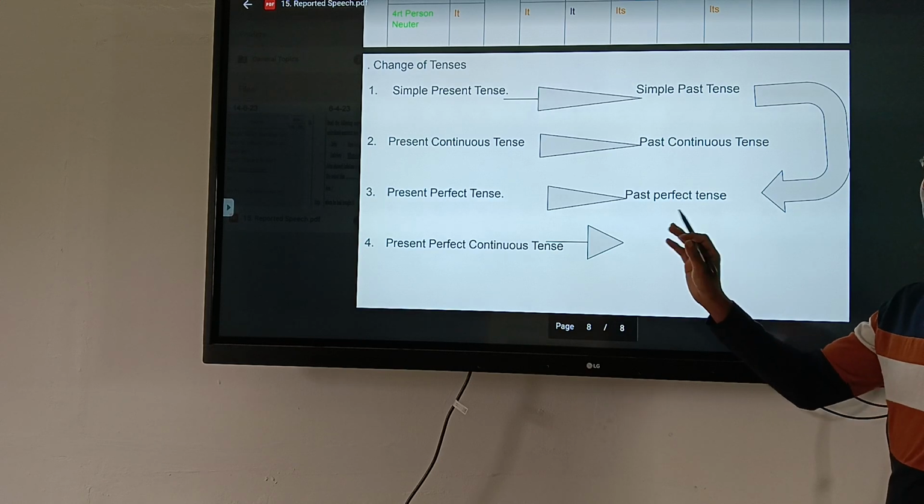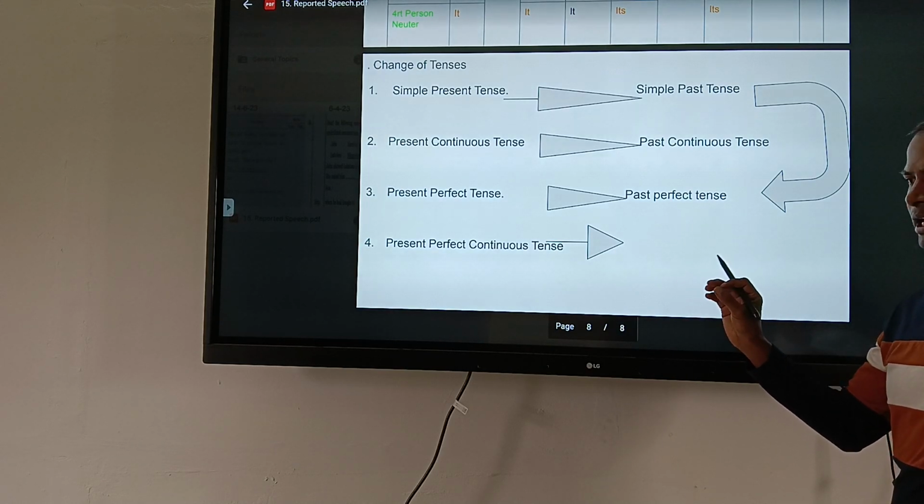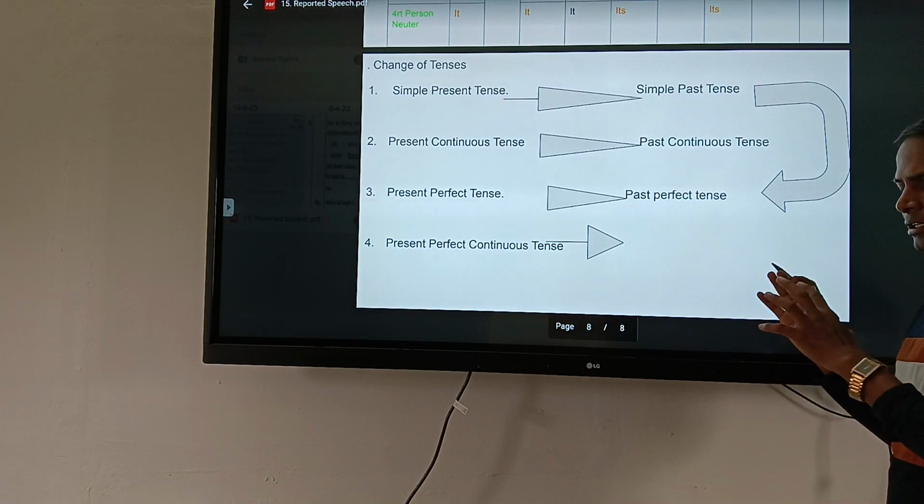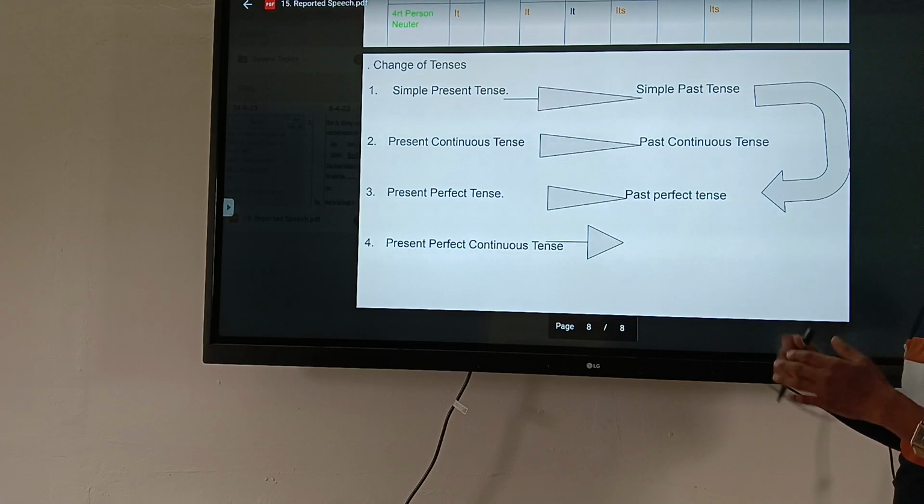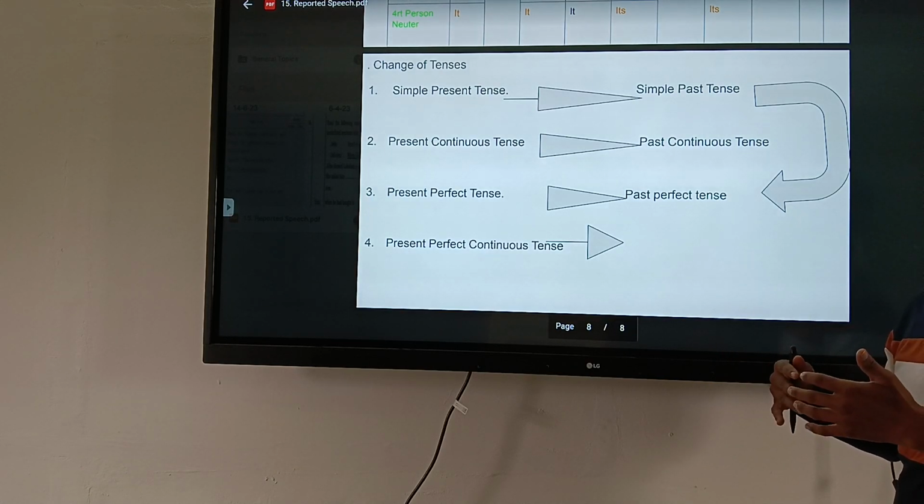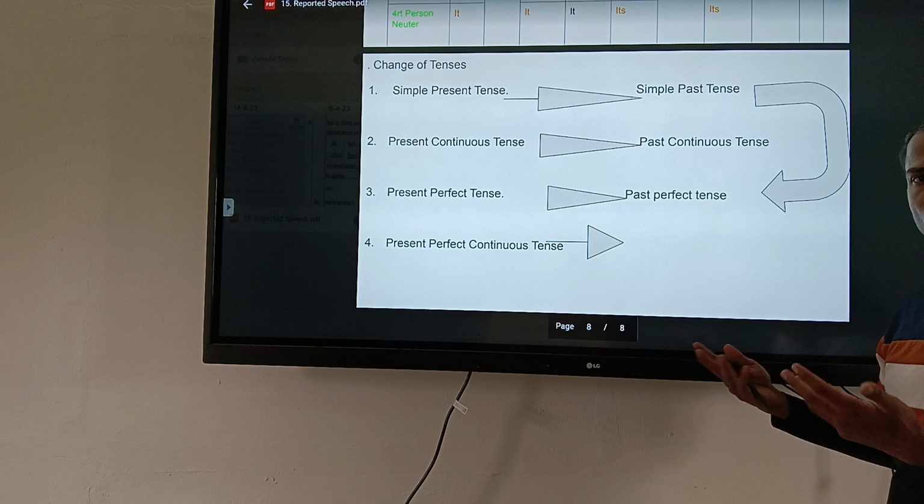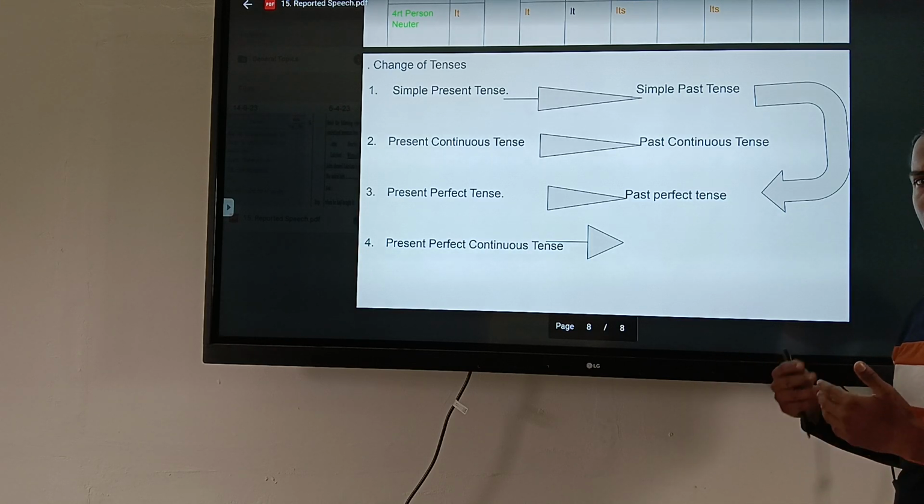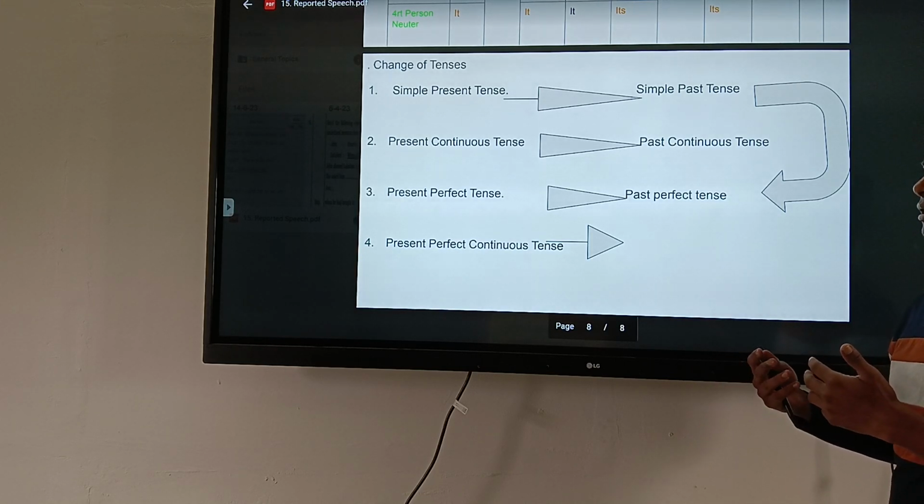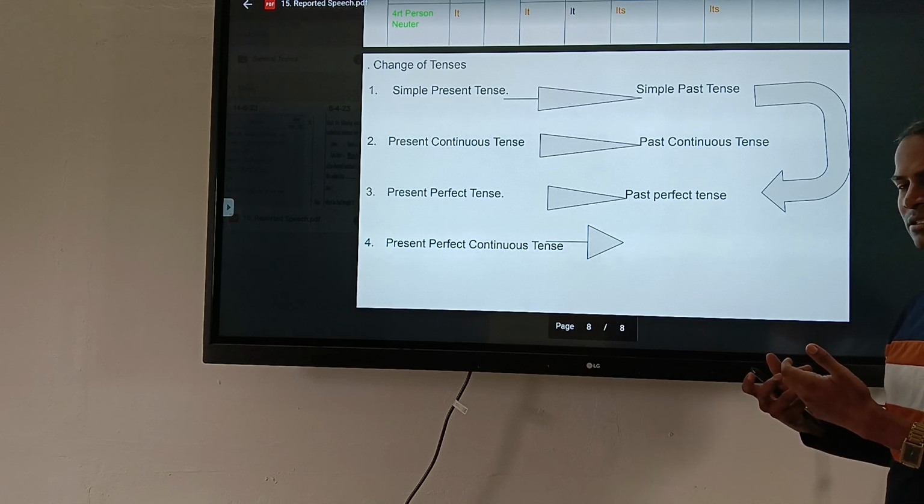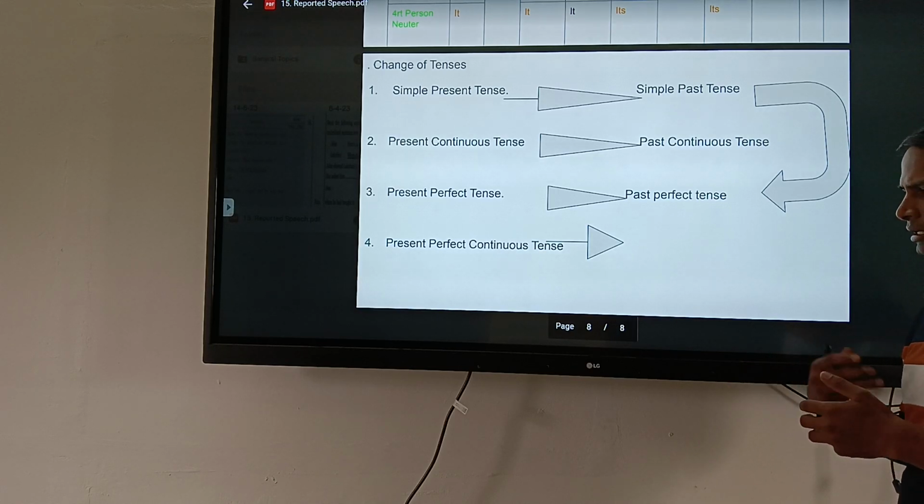It's very simple. Any student with those basic five hints can change any paragraph, maybe dialogues, anything, and that will make it easy for any person to speak English very easily.